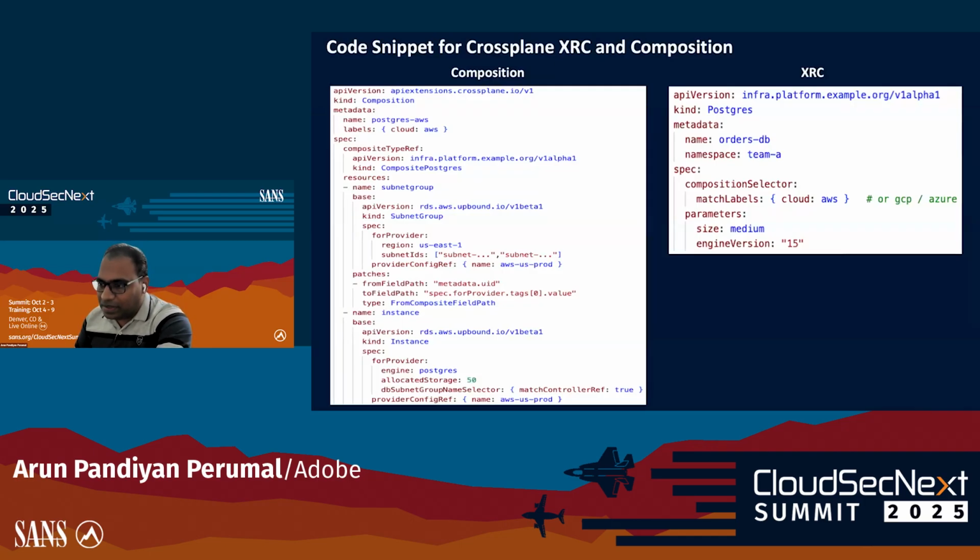So we have this as a template, and XRC is kind of a request, like the developers raise this, and they ask for what version of the database needs to be provisioned, what is the size of the database. So they can give the requirements through XRC or the infrastructure resource claims.